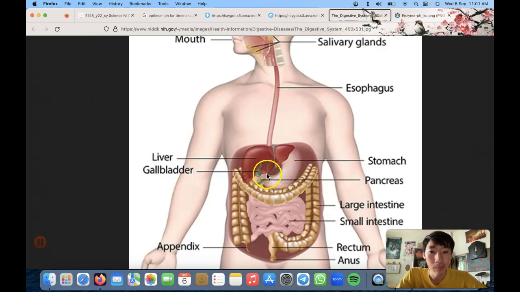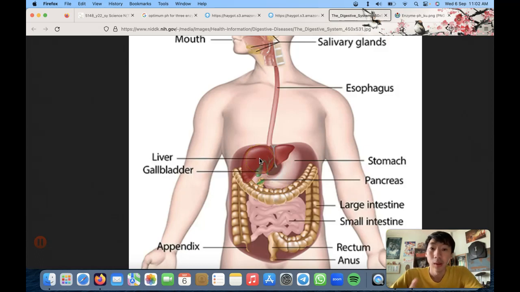Okay, now let's talk about the 3 accessory organs. These 3 organs are not in the path of the food. That means the food doesn't go into them, but they help out in digestion. We have the liver, the gallbladder, and the pancreas. Okay, so this pancreas, again, it's a bit small. It's like a little worm. It's like a big, actually not little, a big worm found behind your stomach.